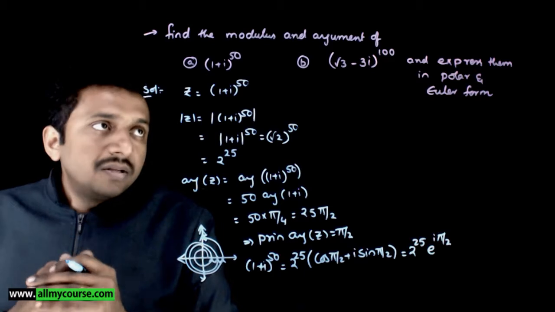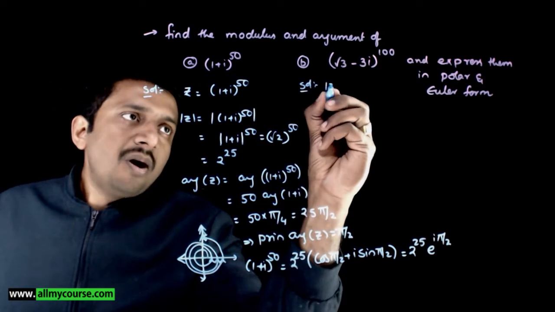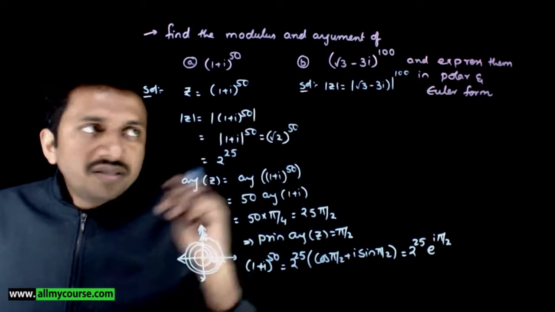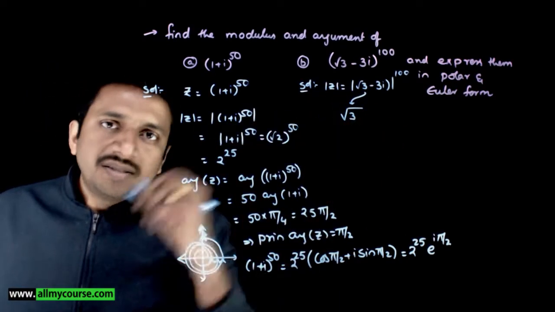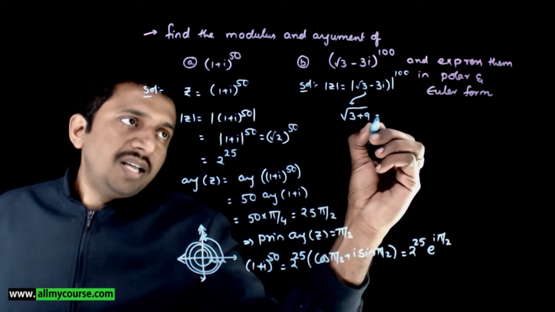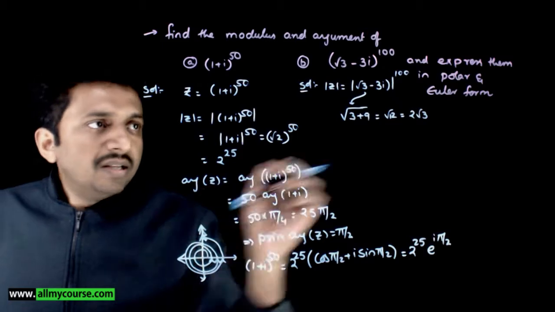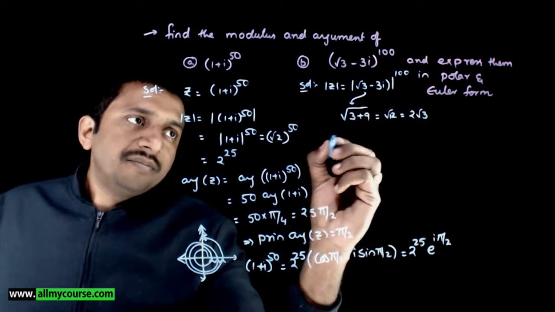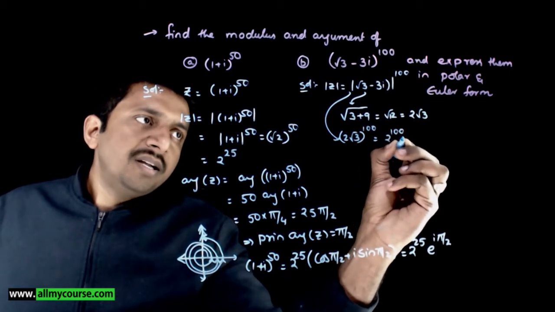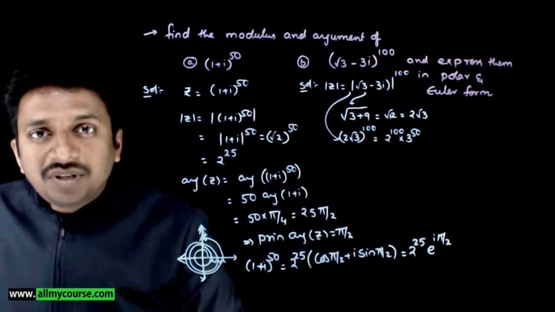Next, let us go for our next question. So (root 3 minus 3i) whole power 100. First let us find the modulus of this. So mod z is nothing but mod of (root 3 minus 3i) whole power 100. And what is the mod of this? Root 3 whole square is 3 and 3 square is 9. So root of (root 3 whole square plus 3 square) is equal to root 12. Root 12 is nothing but 2 root 3. So now mod z is nothing but (2 root 3) power 100. So this becomes 2 power 100 times 3 power 50.